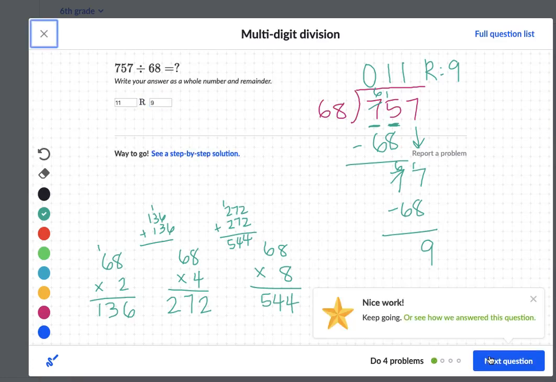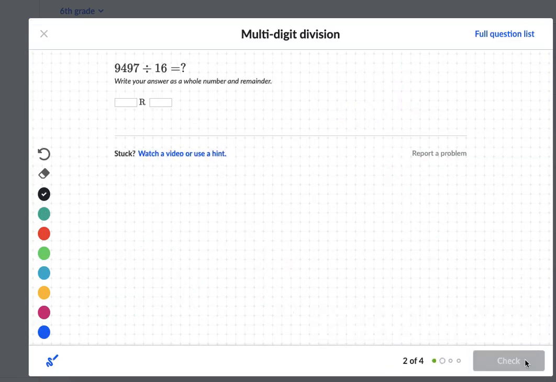All right, so we're going to get into the habit of using this key because you never know, you might get a problem where you'll need the key. Let's try another problem. Go ahead and pause the video and try this on your own first. Remember, you're writing your answer as a whole number with a remainder.